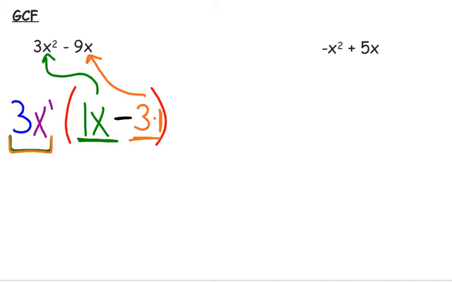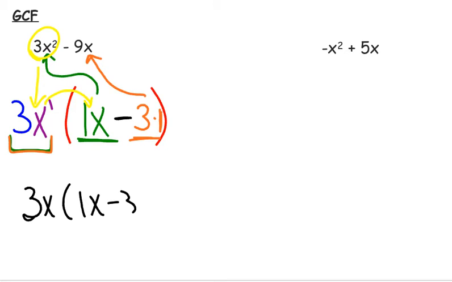The other way, when I said dividing, I meant simply if you go 3x squared divided by the 3x, it gives you the 1x. I hope that yellow is showing up. And since we factored out, all we have to do now is make it look pretty. And you do not have to write the 1 here if you don't want to, but you can.